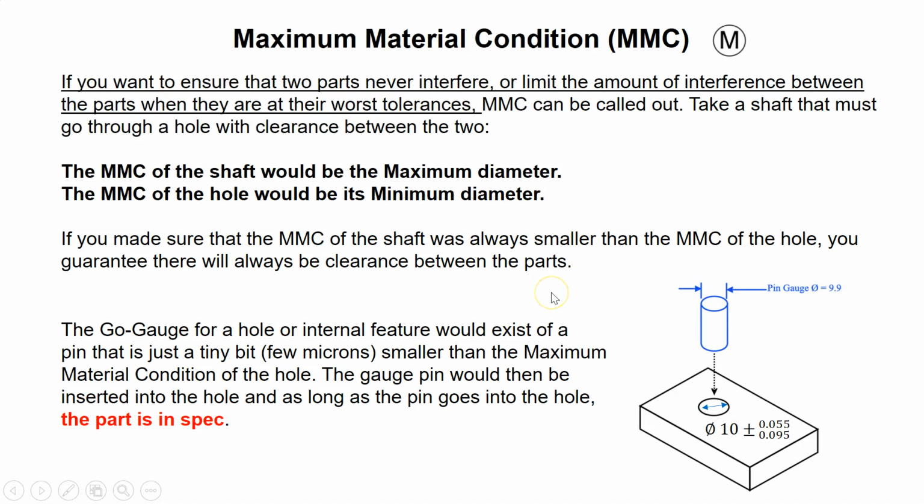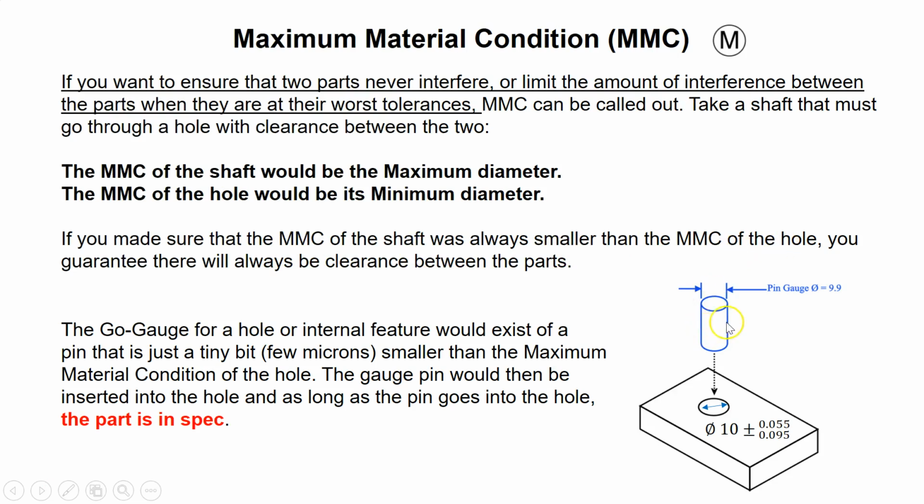Now, when is it that MMC is useful? If you want to have two parts with a clearance fit, where they always have a gap between them, or the parts can go inside the other one easily without any friction, without any force, and get out, so it's a loose fit, what we might call. Then MMC is useful. How? Here, you make sure that the MMC of the shaft is always less than the MMC of the hole.